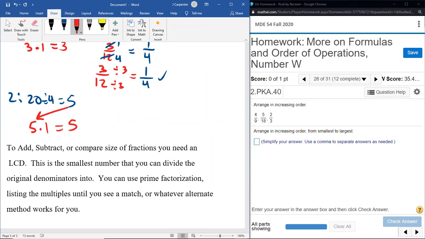Some people say just multiply the denominators. As long as they don't have any common factors, that works. This example you see on the screen, they're all divisible by 3, so it would fail miserably. Prime factorization is like writing the 9 as 3 times 3, the 18 as 2 times 3 times 3, and then this is 3. And then your LCD is just a product of all those primes. So you need the 2, and then you need the pair of 3s.